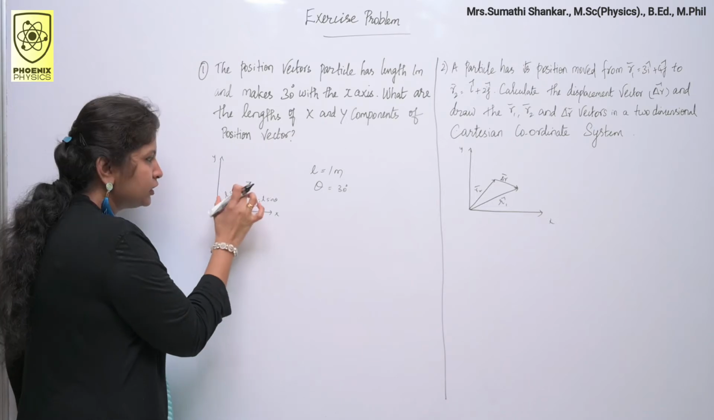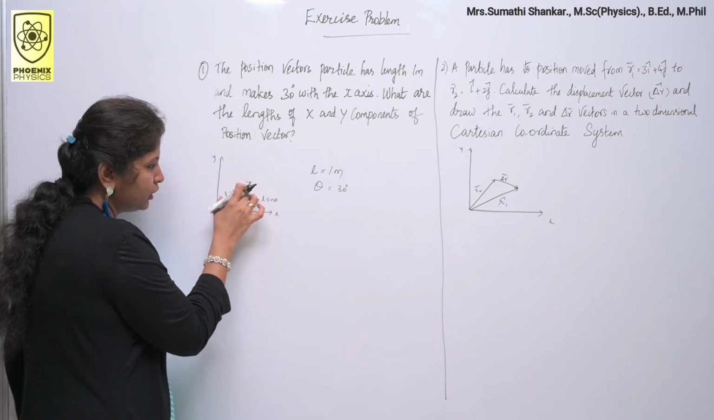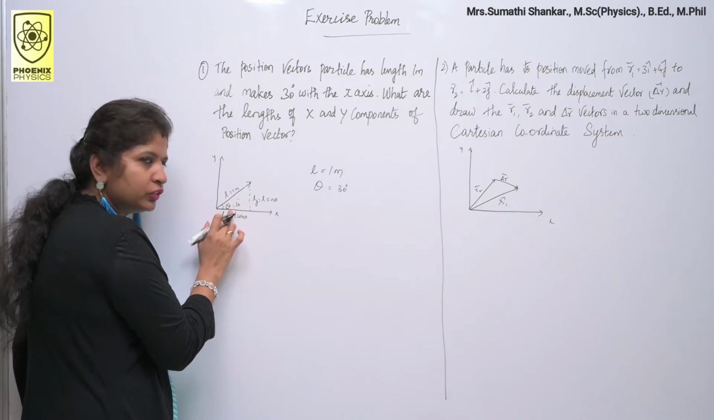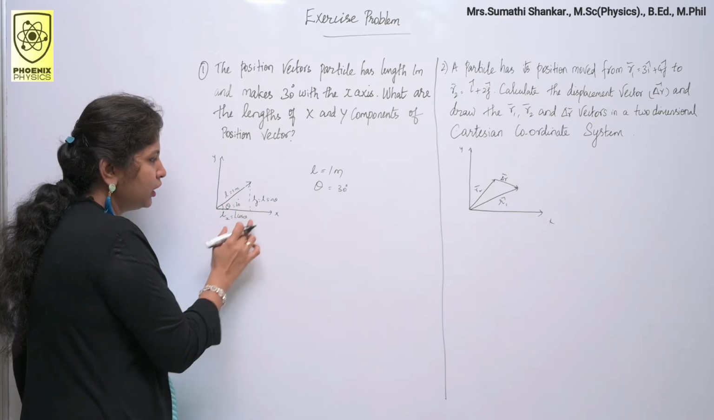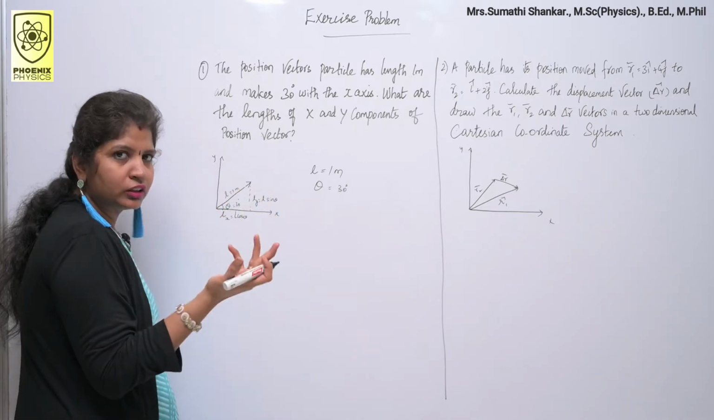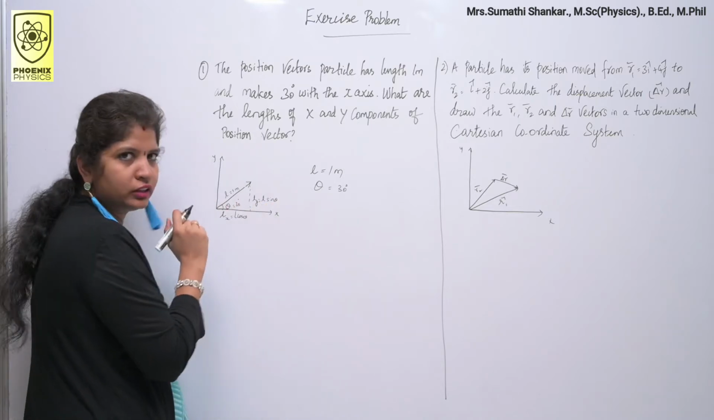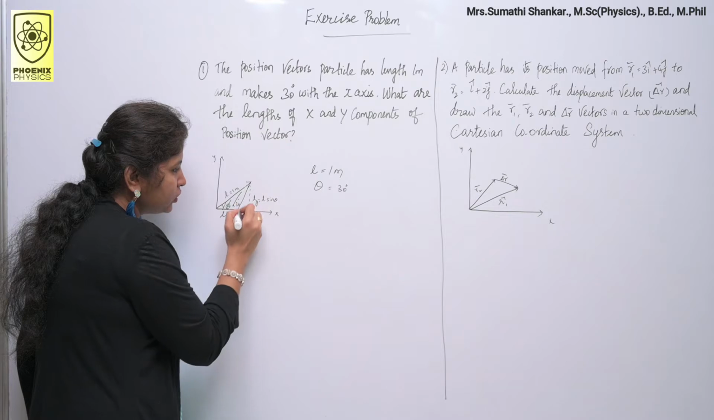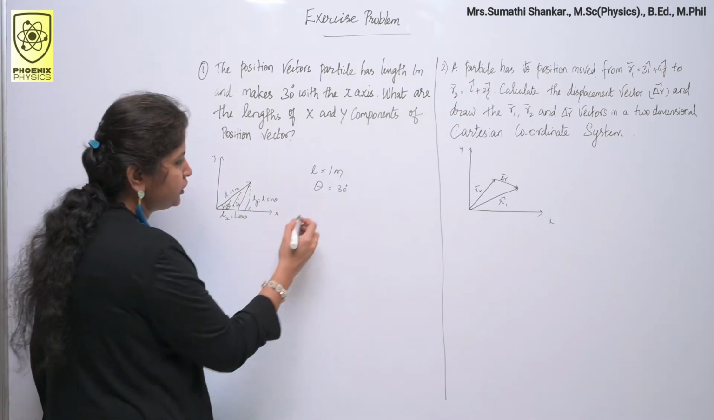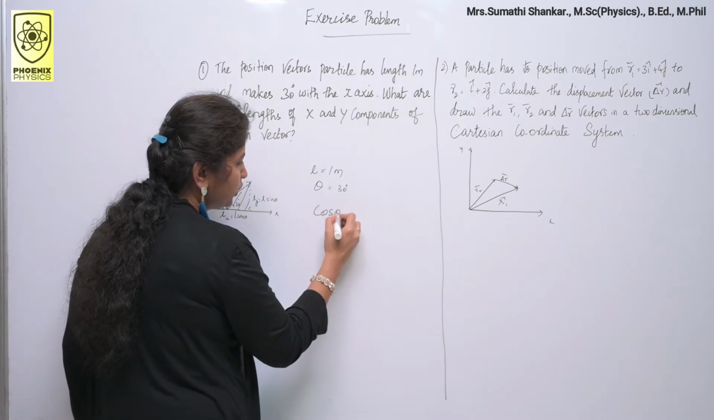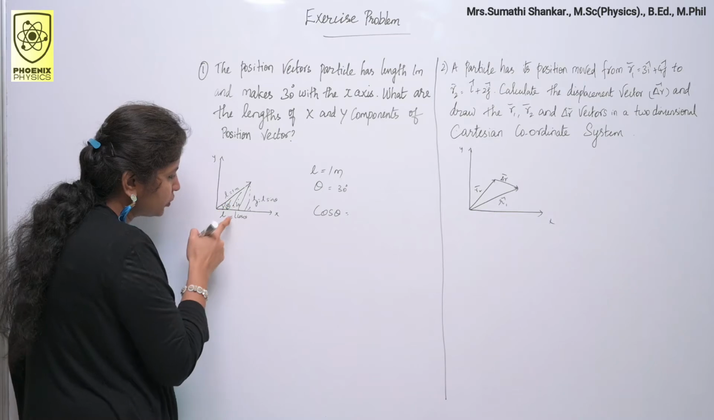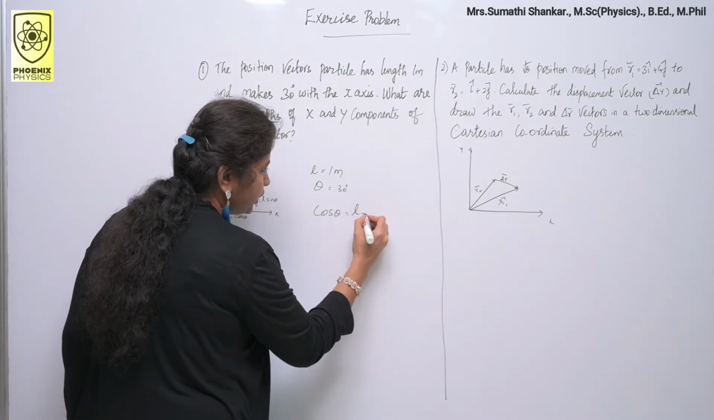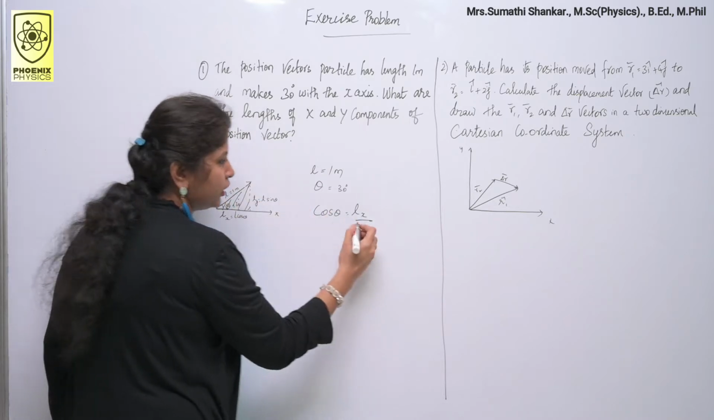Here this is my position vector L. Here I have angle theta. So the adjacent side of this angle is the cos theta component, and this side is the vertical component, sin theta. Consider this triangle alone. In this triangle, how do you find cos theta? Cos theta is equal to adjacent side by hypotenuse. So the adjacent side is Lx divided by the hypotenuse L.